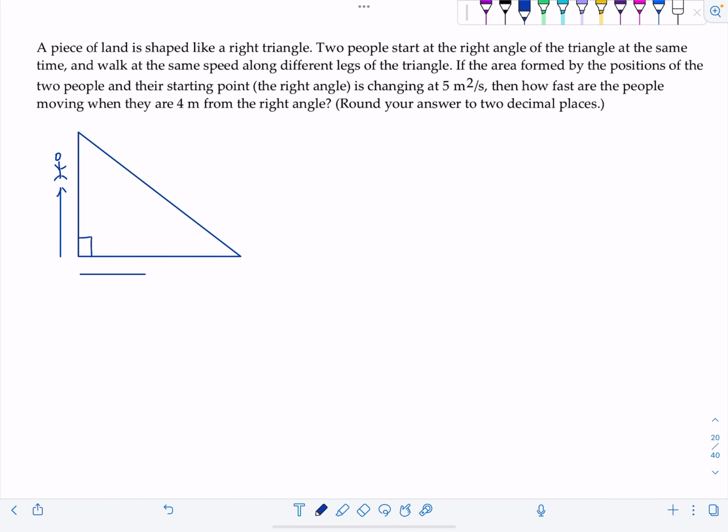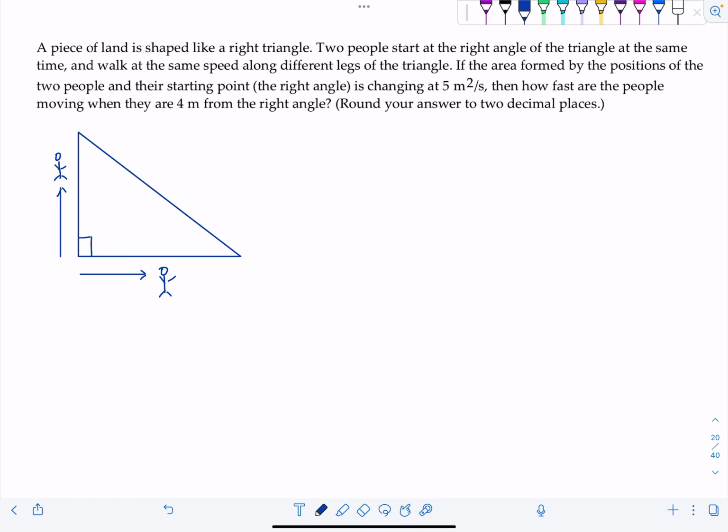One's going this way. Same speed, mind you. Okay. If the area formed by the positions of the 2 people and their starting point, the right angle, is changing at 5 meters squared per second, then how fast are the people moving when they are 4 meters from the right angle? Round your answer to 2 decimal places.